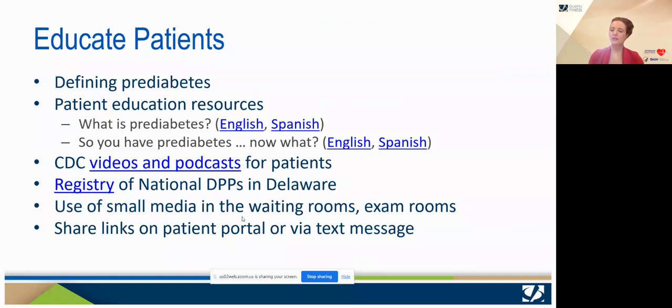So I talked about educating staff essentially as the first step, right? Staff need to be aware of what prediabetes is and what the National Diabetes Prevention Program is, so that they, in turn, can educate patients. Again, we want to make sure that we are defining prediabetes, that we are providing patient education resources, and meeting patients where they're at with language needs. We have videos, and we have things in English and Spanish. We talk about the use of small media and the ability to help guide patients.